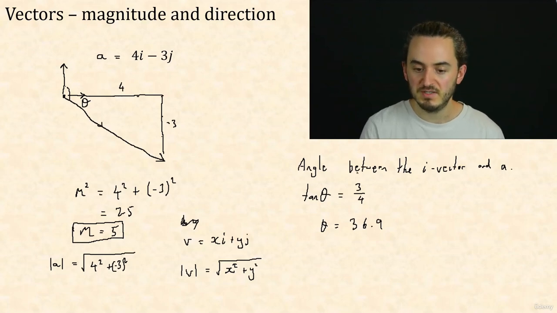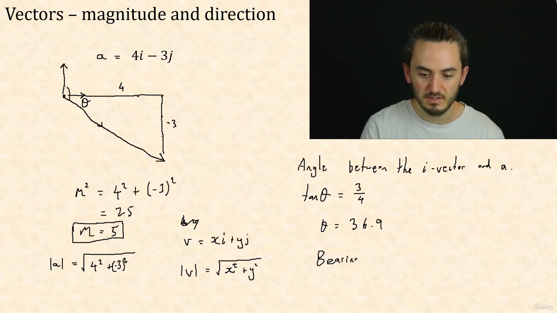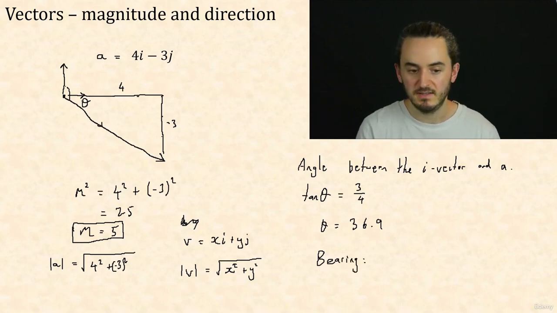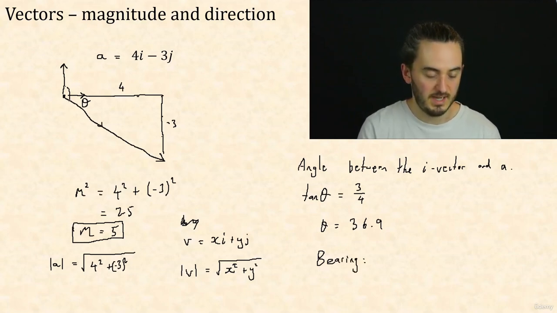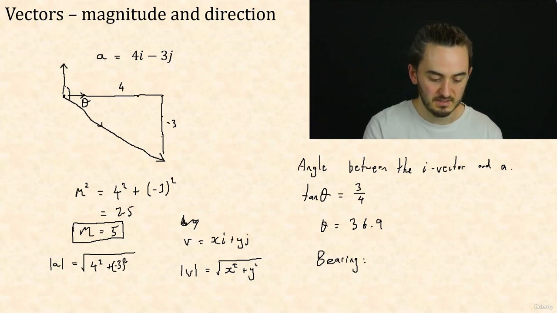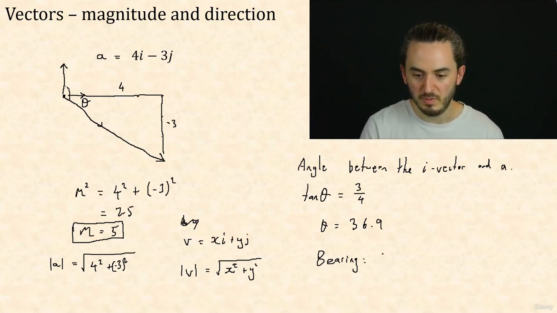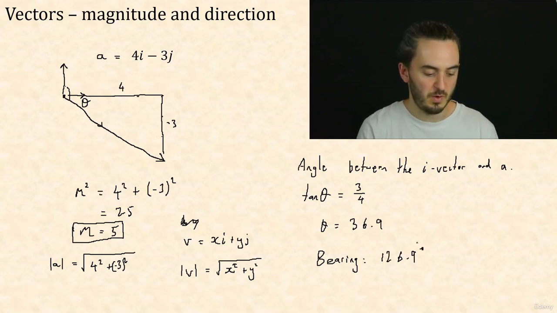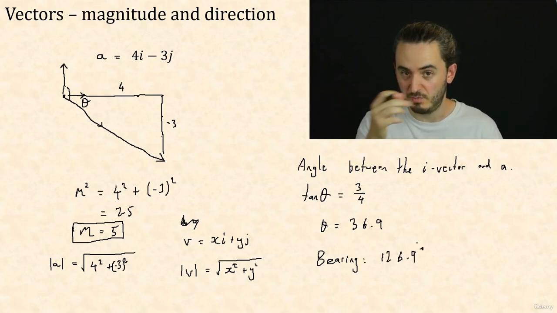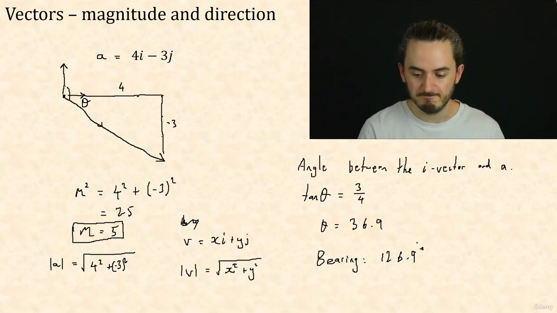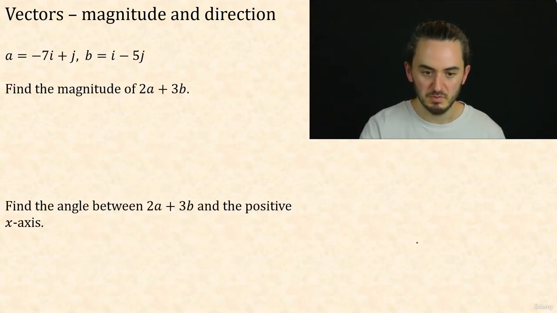So if we're describing it as the angle between the i vector and a, there it is, there's a direction. If we were describing it as a bearing, well, then we would just add 90 to that angle because it would be the entire angle all the way down there. So add 90 to that and we get 126.9. So that would be another way of describing it. But questions will always be quite clear about how to find or how to present the direction. Okay, let's look at some more examples.